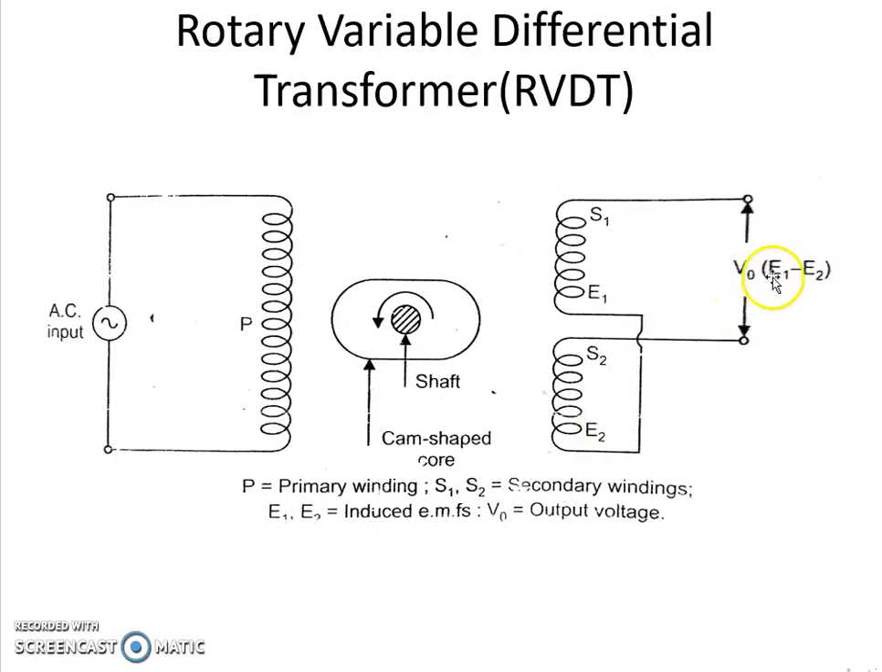In this way, the differential voltage V0 will give the angular displacement of the core. The magnitude of V0 corresponds to the magnitude of angular displacement, and whether the output voltage V0 decreases or increases depends upon the direction of rotation. When the core is rotated in the clockwise direction, V0 decreases, and when the core is rotated in the anti-clockwise direction, V0 increases. In this way, the RVDT is used to measure the angular displacement in terms of the output voltage generated.